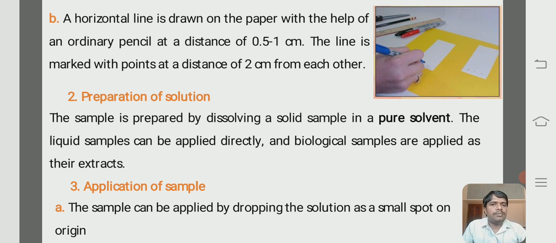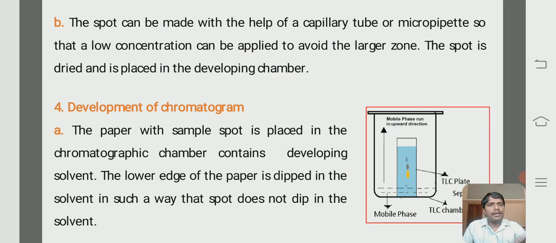Coming to the third step, the application of sample. The sample can be applied by dropping a solution as a small spot on the horizon drawn on the filter paper. The spot can be made with the help of a capillary tube or by using a micropipette so that a low concentration can be spotted. If we use a capillary, low concentration can be applied to avoid the larger zone.